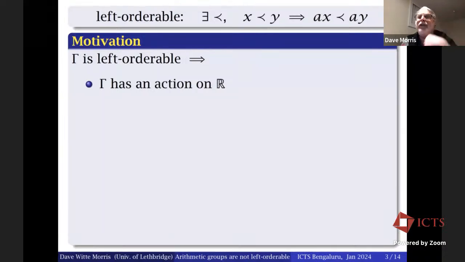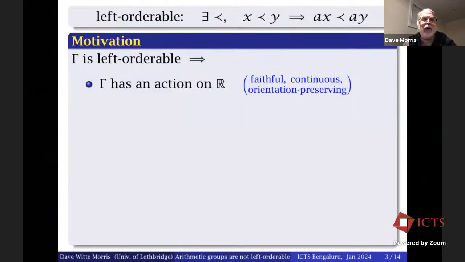Well, of course, there's always the trivial action, but we want it to be non-trivial. In fact, let's make it faithful. If gamma is left-orderable, then it has a faithful action on the real line. It uses the topology of the real line, so it's continuous. It's an action by homeomorphisms. This is not really important, but I also want to say it's orientation preserving. Any homeomorphism of the real line is either orientation preserving or orientation reversing: either it fixes infinity and minus infinity, or it interchanges them. Anyhow, a left-orderable group always has an action on R, and in fact that's if and only if. That's exactly what it means to be left-orderable. Asking whether gamma has an action on R is the same as asking whether gamma is left-orderable.